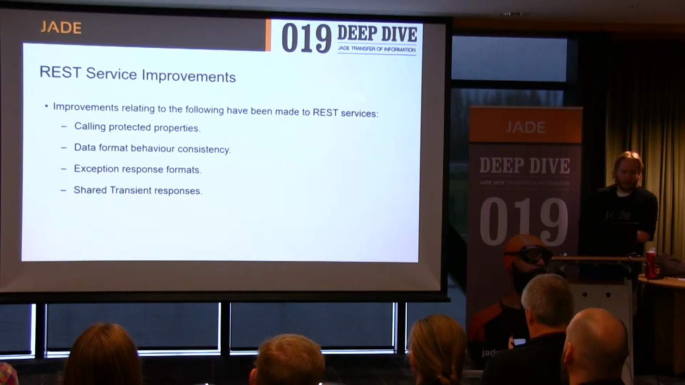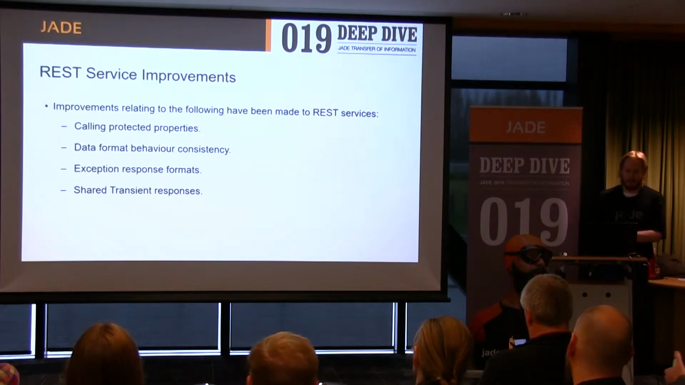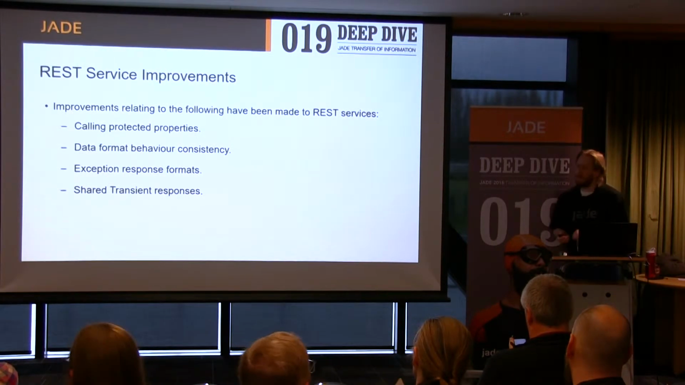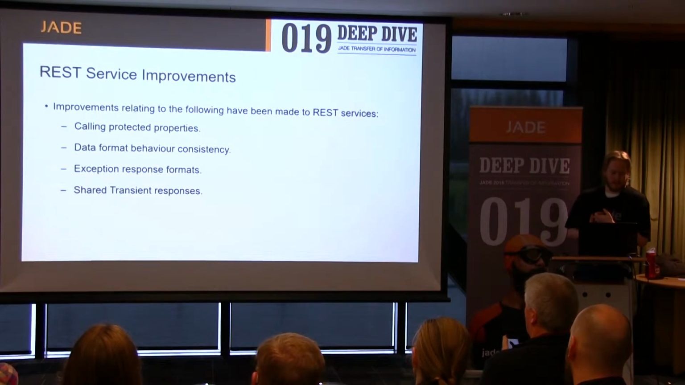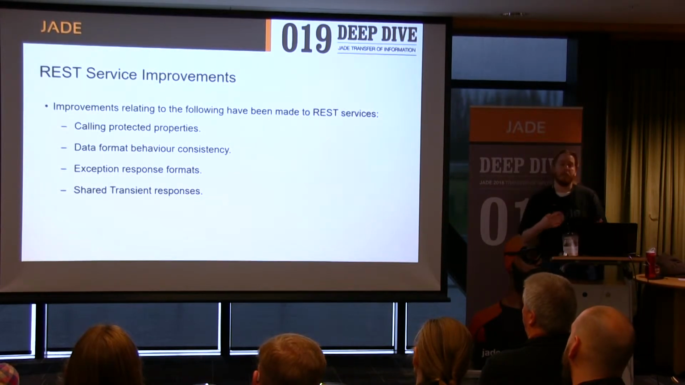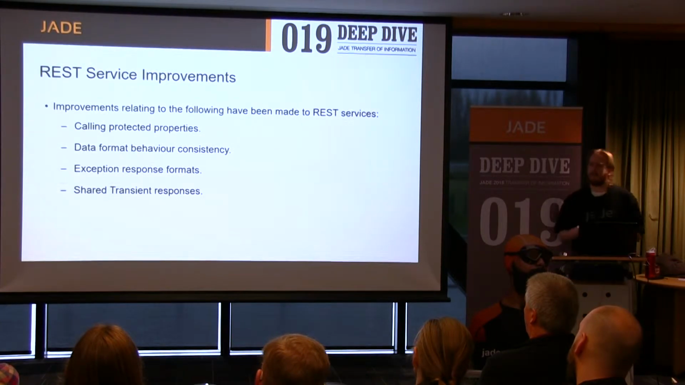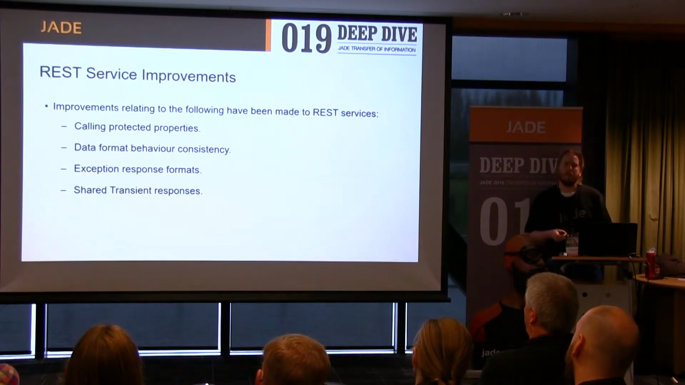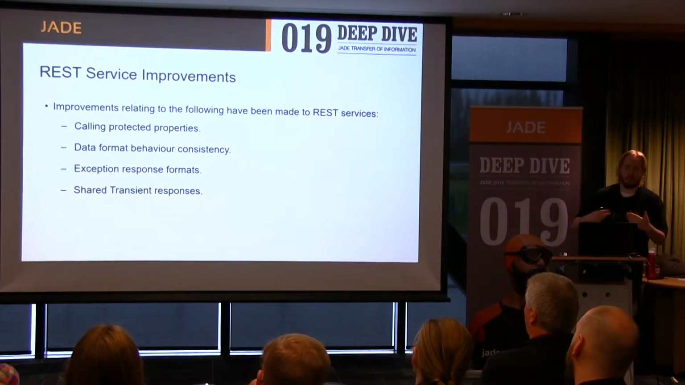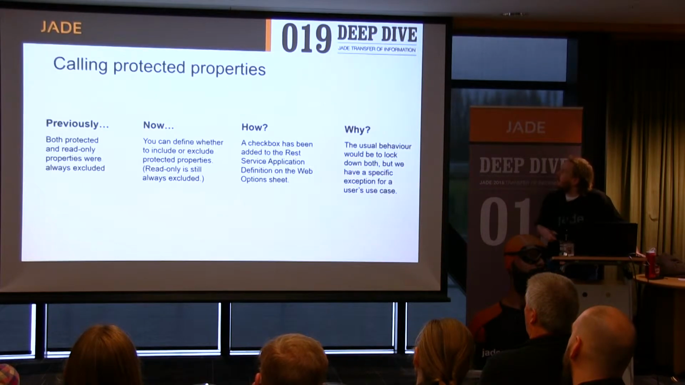So next along, we have some improvements to REST services. A bunch of little ones here. First of all, we've got a way to call protected properties if that's something you wanted to do. We've got some improvements to the behavior, making it a bit more consistent between the data formats, exception response formats. So now we can match your format when we're giving you back an exception. And finally something with shared transient responses, which I'll get into soon.